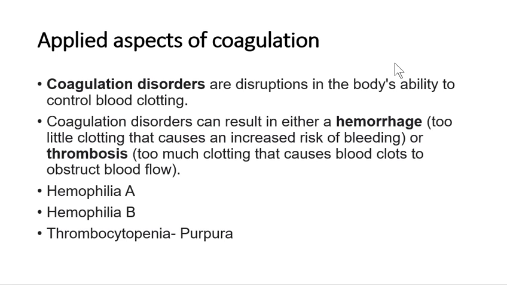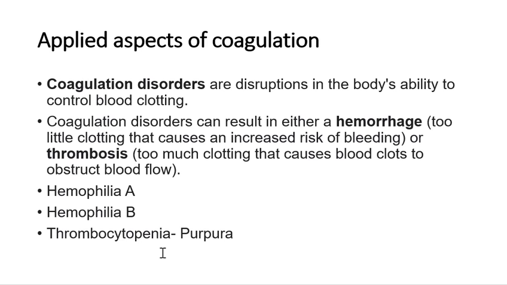Now, if we talk about blood coagulation, we should at least know some applied aspects of coagulation. Coagulation disorders are disruptions in the body's ability to control blood clotting. Coagulation disorders can result in hemorrhage, or there can be thrombosis formation which can lead to different infarctions. It can be cerebral or myocardial infarctions. Examples of coagulation disorders, the major examples, are hemophilia A and B. Hemophilia A is related to factor 8 deficiency, B is related to factor 9 deficiency.